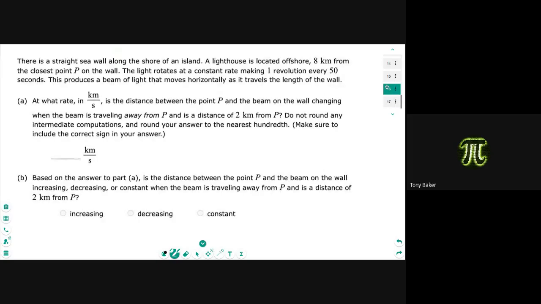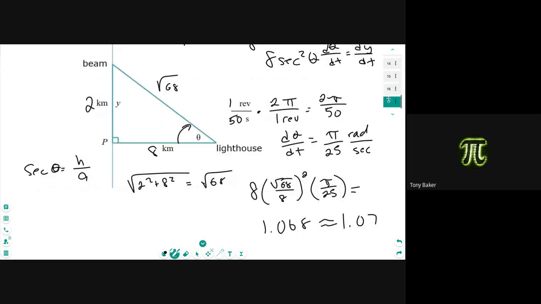So that's 1.07. Is the distance between point P and the beam on the wall increasing, decreasing, or constant? Increasing. And honestly, if you look at this, it totally makes sense. The beam's going that way. So that's your test. Any questions with it?